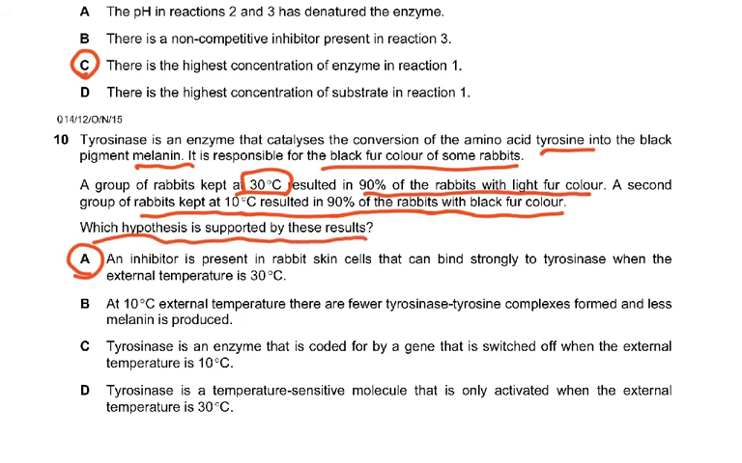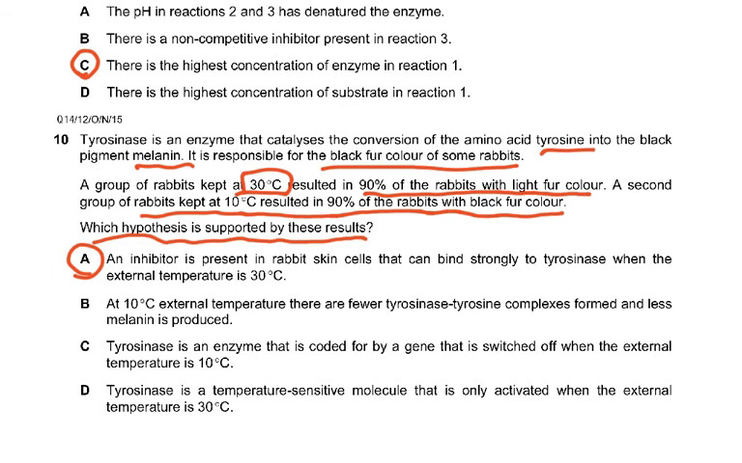An inhibitor is present in rabbit skin cells that can bind strongly to tyrosinase when the external temperature is 30 degrees Celsius. Yes, that was the correct answer. But why are the other three wrong? At 10 degrees external temperature, there are fewer tyrosinase-tyrosine complexes formed and less melanin is produced.